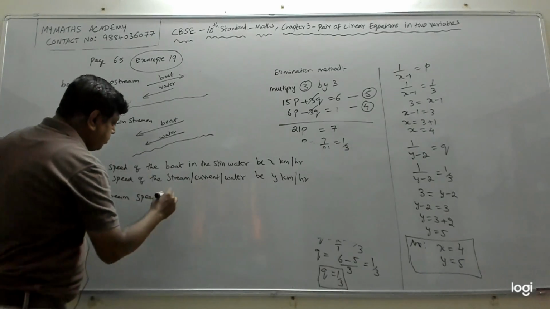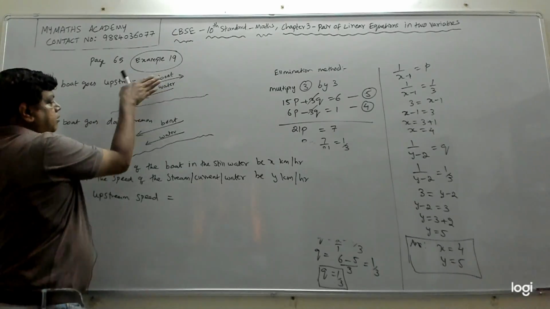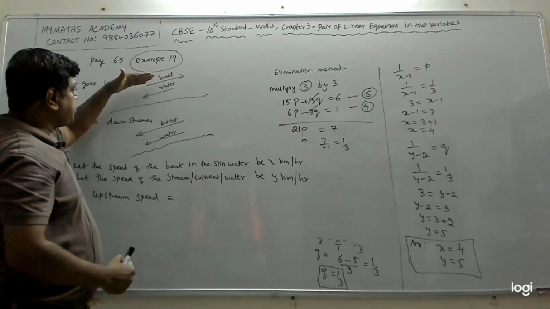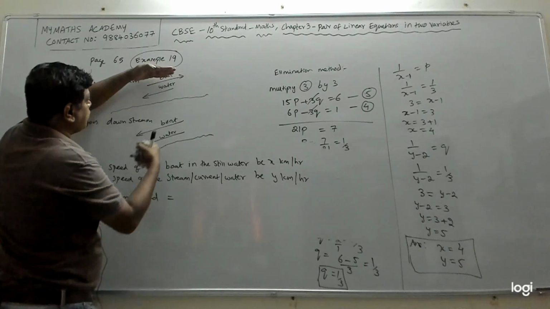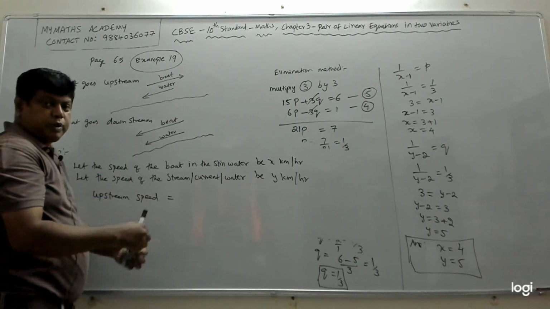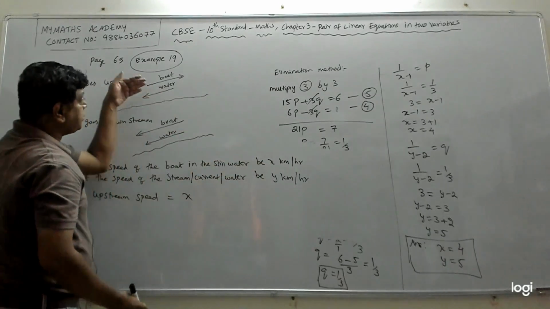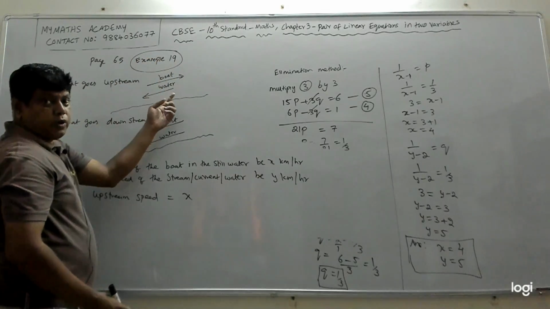Upstream speed will be equal to what? We have to find that. Upstream speed means you are going up the water, which means your boat is going this way and the water is coming the other way. Then the speed will reduce. You are going at x kilometer per hour, the boat's speed, but the water is reducing it.